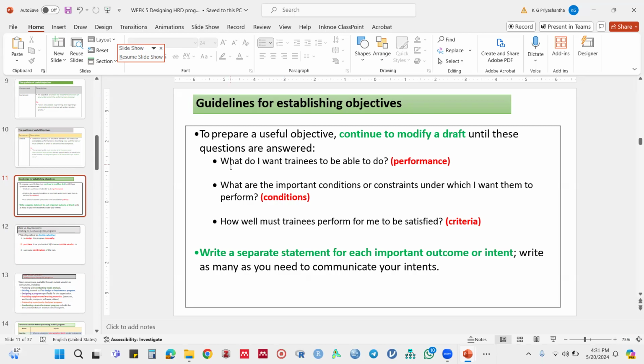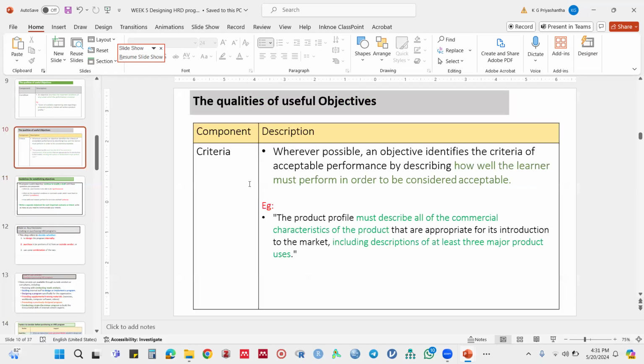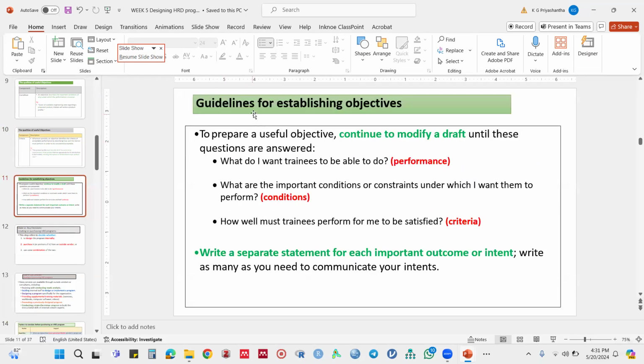Guidelines for establishing objectives. We are still discussing these guidelines for establishing objectives. Basically, to prepare a useful objective, continue to modify a draft until these questions are answered.